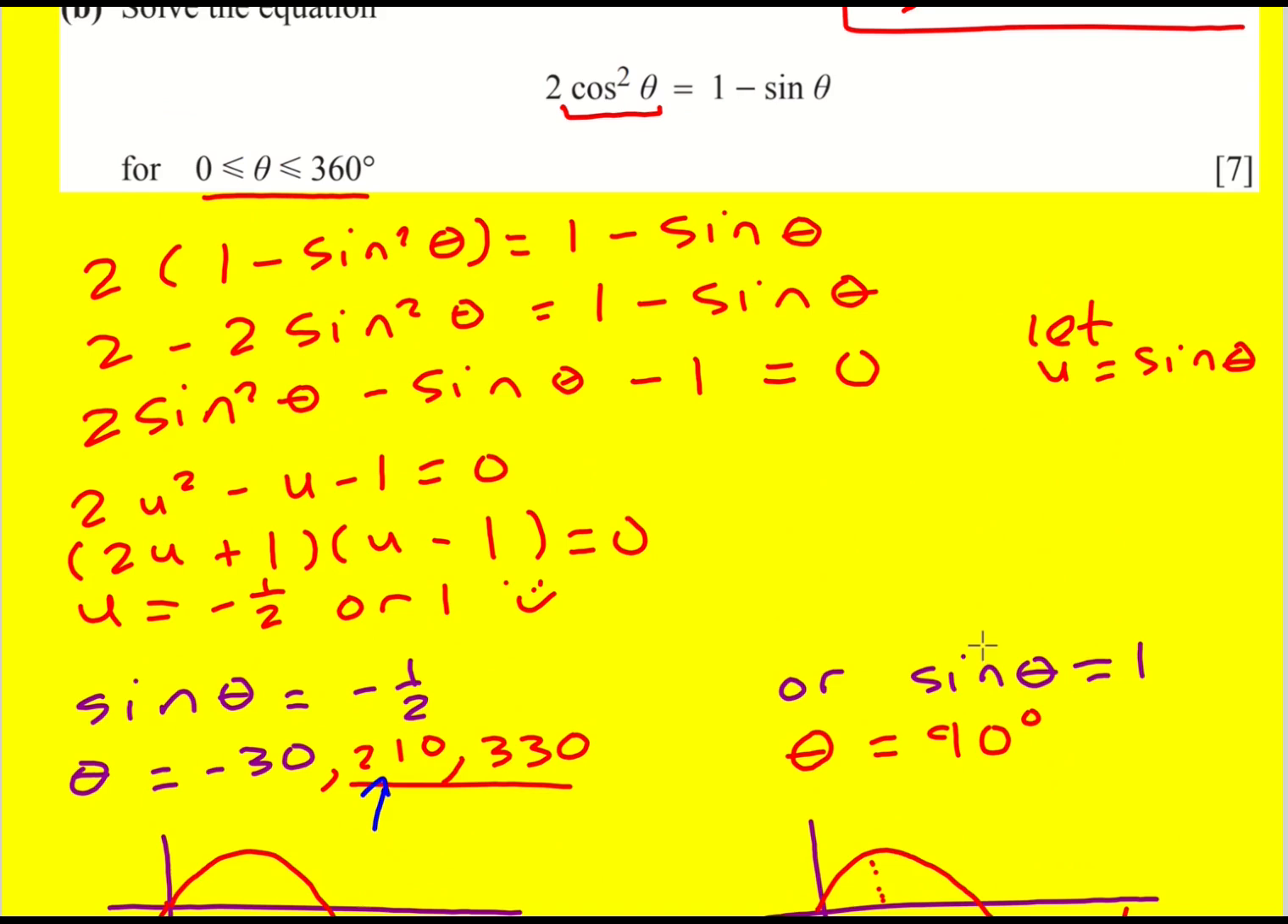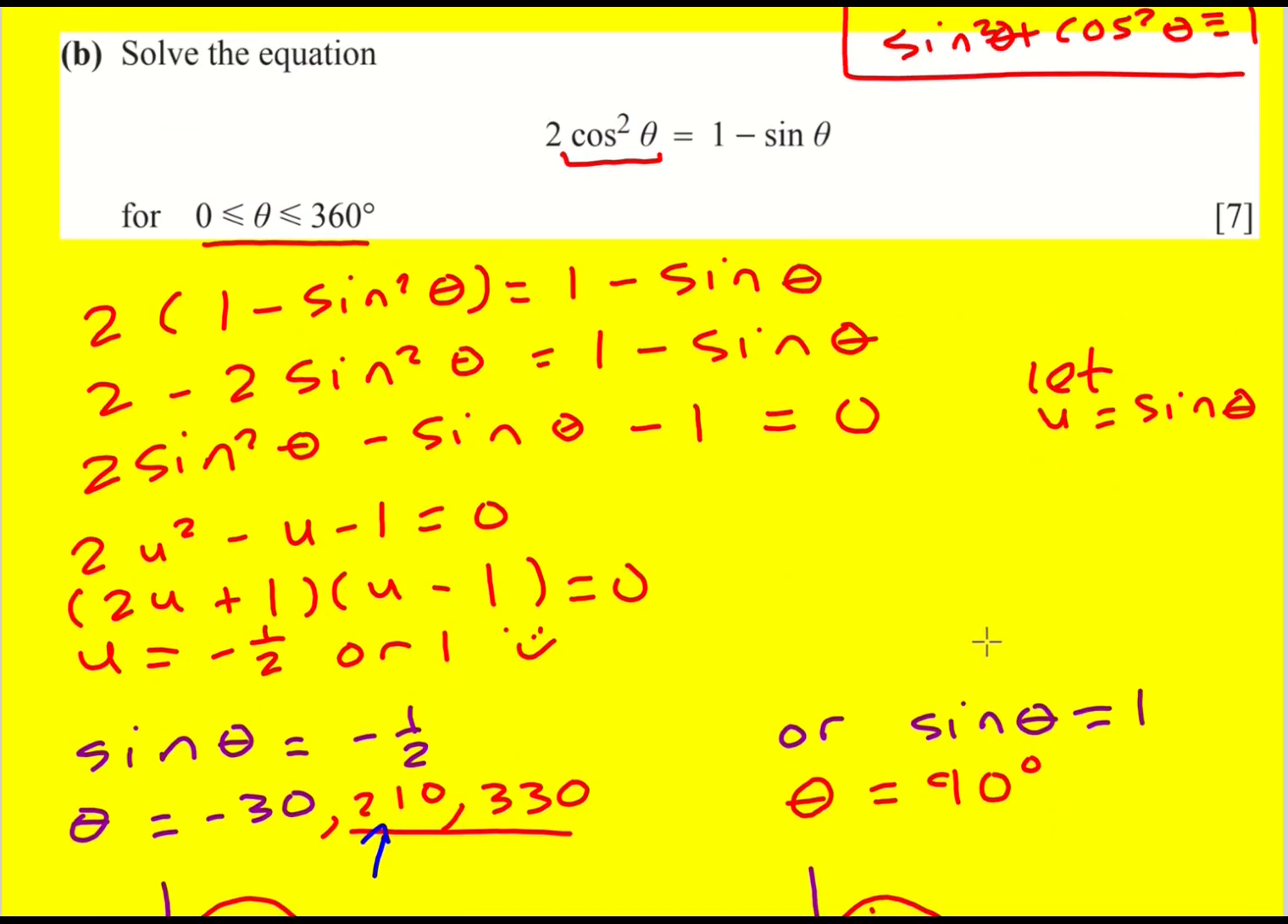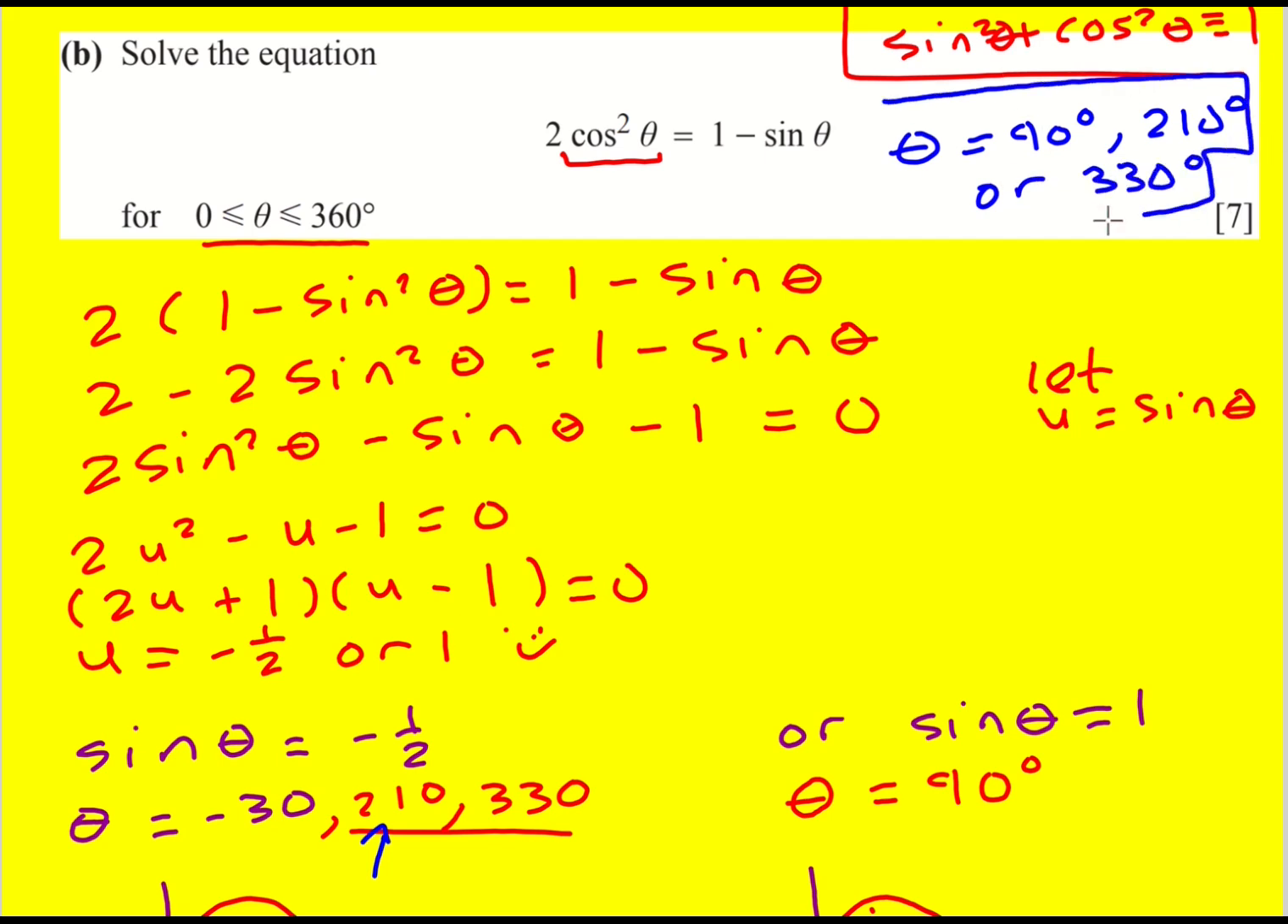Those are all the angles between 0 and 360. So just to finish, I'm going to write theta is equal to 90 degrees, 210 degrees, or 330 degrees. Well done.